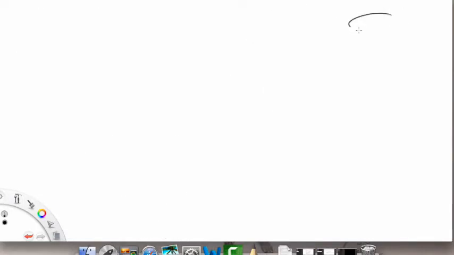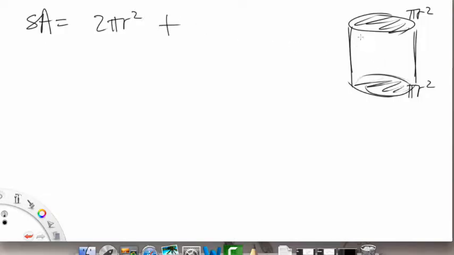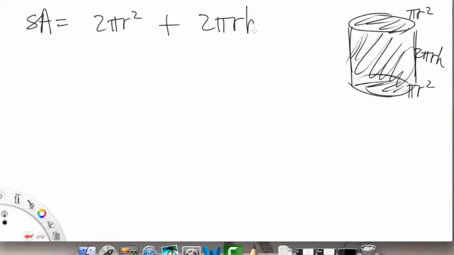So let's say we have our cylinder. We have some random cylinder, okay? And we want to find the surface area. So the formula for the surface area is going to consist of the area of the top and the area of the bottom, first of all. Each of those is pi r squared, so we're going to have a 2 pi r squared. Then we're going to add on the surface area of the side all around, right? That's going to be the circumference, 2 pi r, times the height, so 2 pi r h. Okay? So this is the surface area.